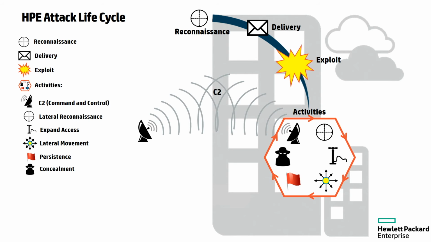Concealment. In addition to establishing persistence, the attacker needs to hide the evidence of its exploit. This concealment can include tampering with logs or editing registry keys.